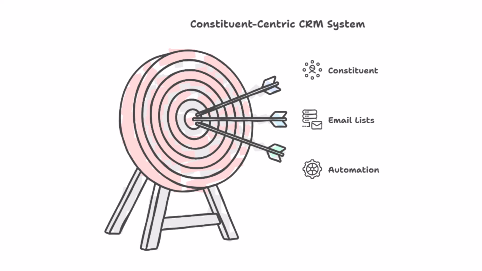Within the constituent's record is an opt-in to one or more of your email lists. This process can be fully automated.